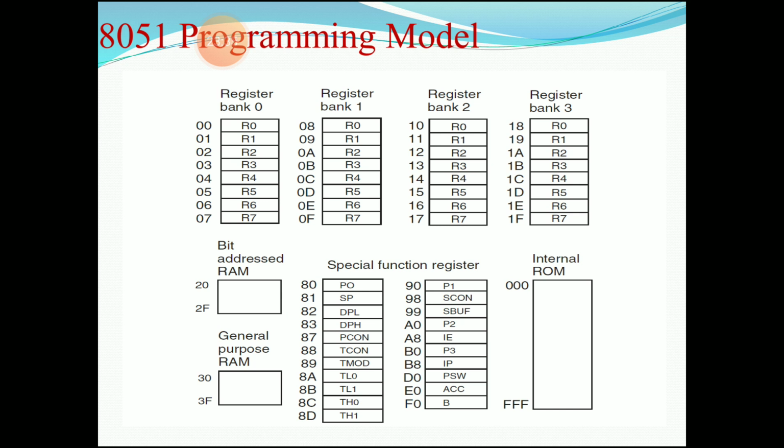So this 4 KB memory can be accessed by using 12 address lines. The address range is 000H to FFFH.